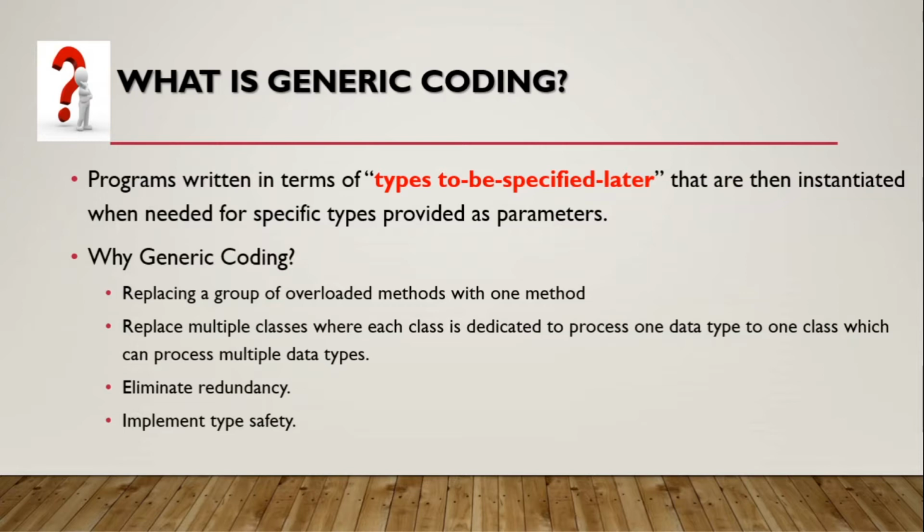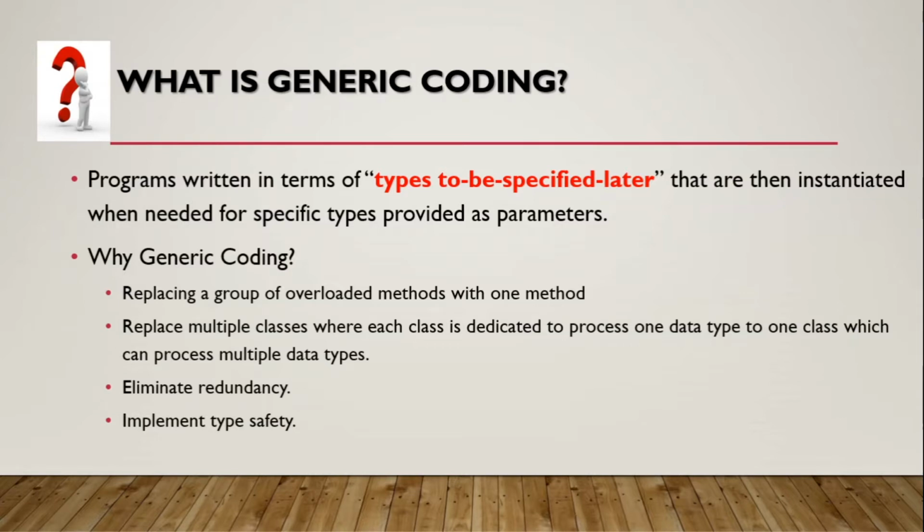Generic coding, or generic programming in general, the term itself means type to be specified later. And that basically means the data type that you are going to use will not be specified when you create the program or when you're typing the program. Like when you define an integer, we define a variable as an integer, you have to tell me this variable is an integer. With generics, you don't have to tell me what the data type is. The data type will be defined later.